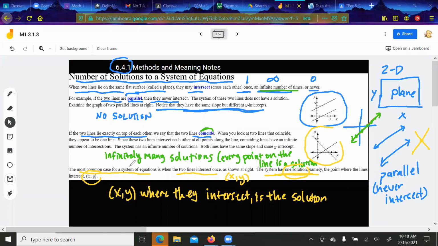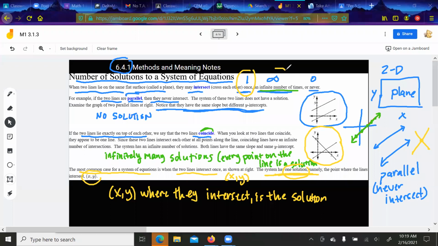The most common case for a system of equations is when two lines intersect once, like this, and you want to draw that picture, like put an arrow to it. This system has one solution. So usually we only have one solution, right? When the two lines intersect, that's usually what we have.